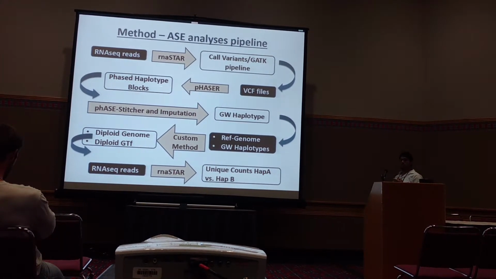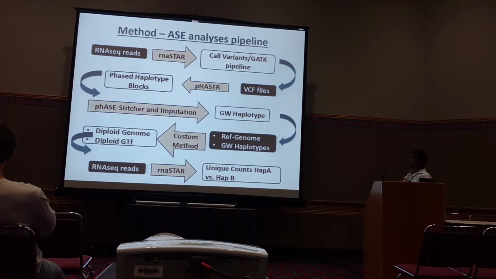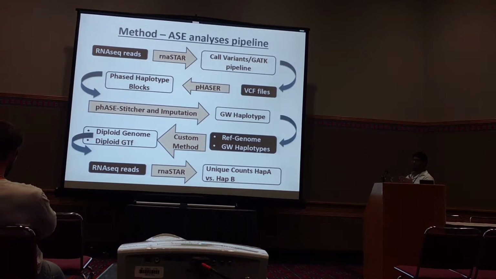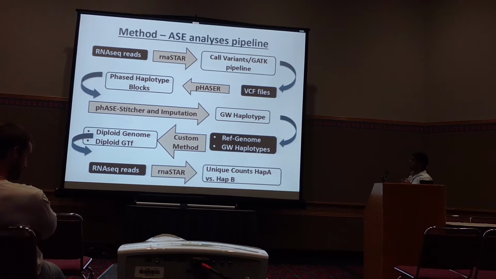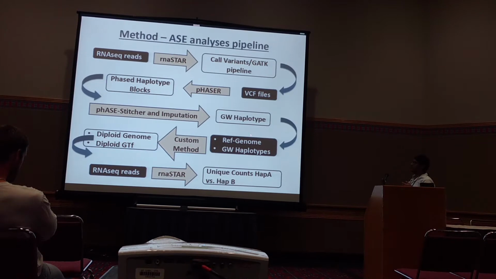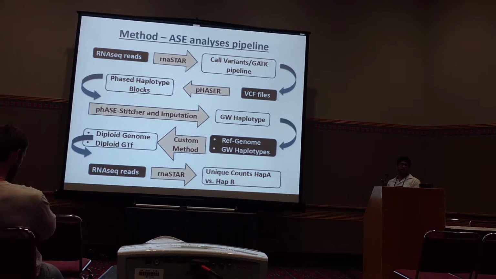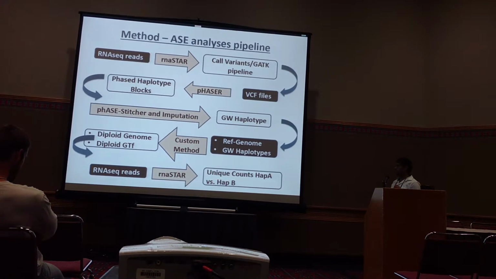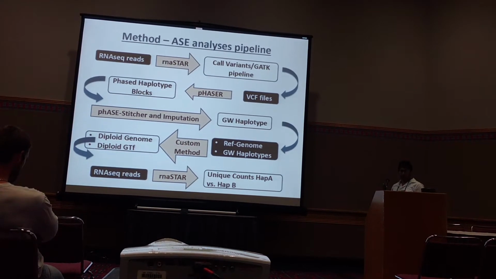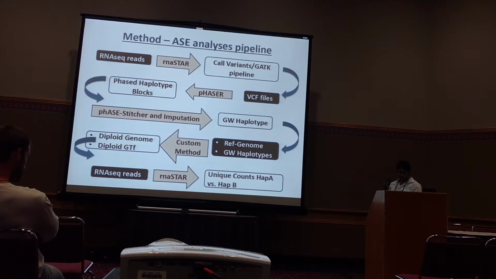These haplotype blocks had to be prepared into a genome-wide haplotype block before doing a quantitative alignment. So we segregated those haplotypes into the myosin-like haplotype and the spiritual-like haplotype. After that, we included those into the reference genome and prepared a diploid genome and diploid gene feature files, so gene transcriptome feature files. And then we aligned the reads using RNA star and counted the number of unique alignments at each different locus.